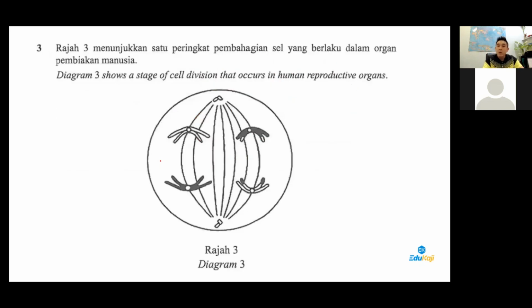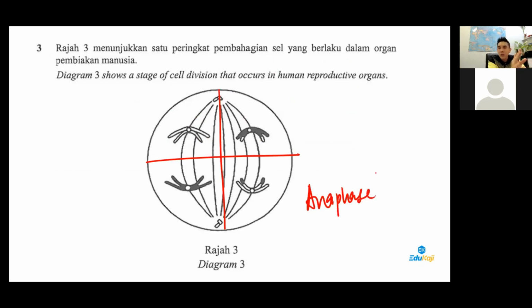Okay, mari kita tengok soalan 3. Guys, this is from Form 4 Bab 6. Okay, so first question they are asking you, name the stage. Guys, I love to ask my students to do this. Draw a plus. When the chromosomes do not touch your line, it must be anaphase.